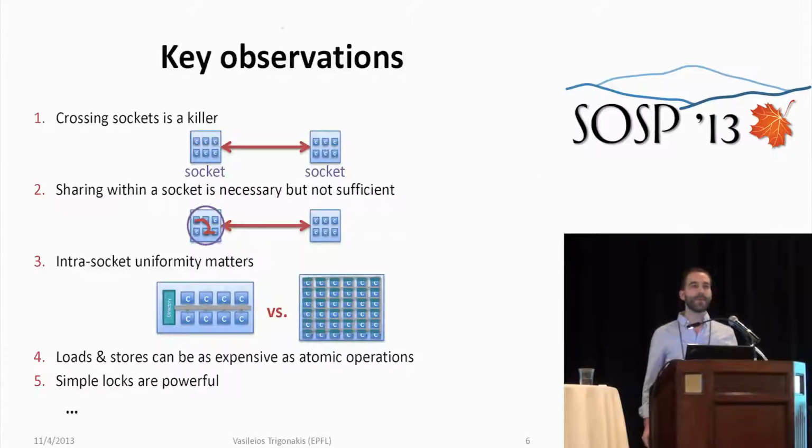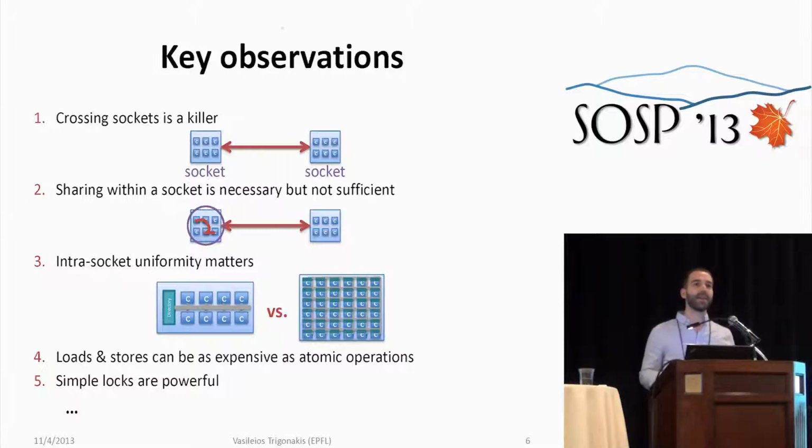In more detail, we first confirmed and quantified the conventional wisdom that crossing sockets is a killer for the scalability of synchronization. We measured that just transferring one cache line of data from one socket to another is up to 8 times more expensive than sharing the data within a socket. Since synchronization has to build on top of these latencies, it's immediately clear that we want to minimize cross-socket synchronization as much as possible. However, we further showed that even sharing within a socket is necessary for achieving scalability, but it's not sufficient, because your hardware might still induce cross-socket traffic under the hood, even if you explicitly put all sharing in software within a socket.